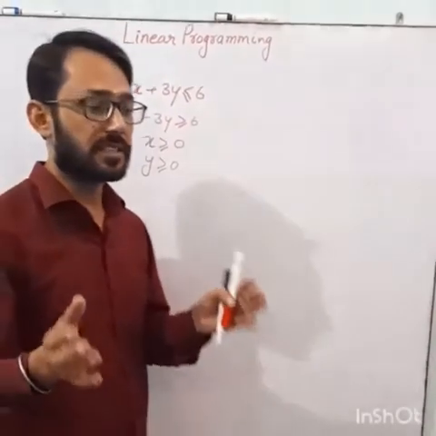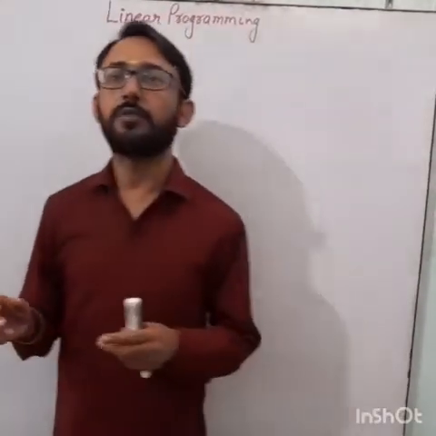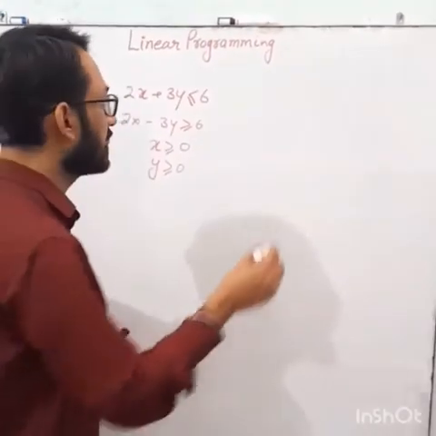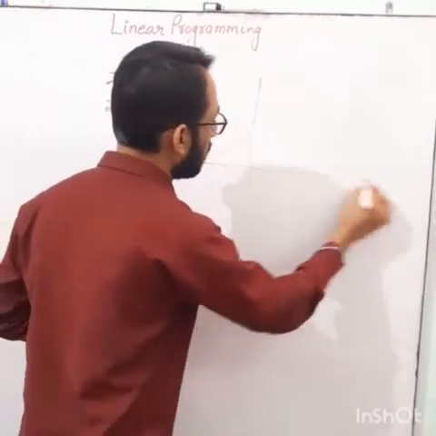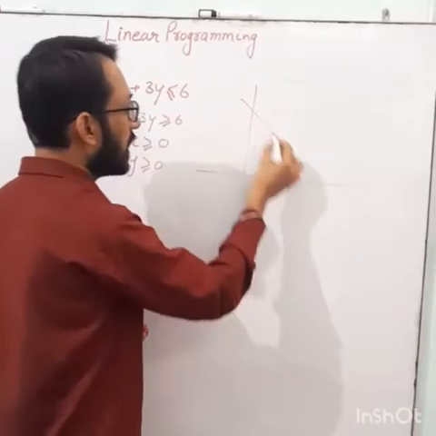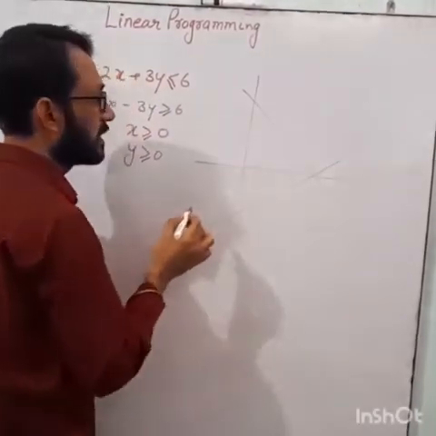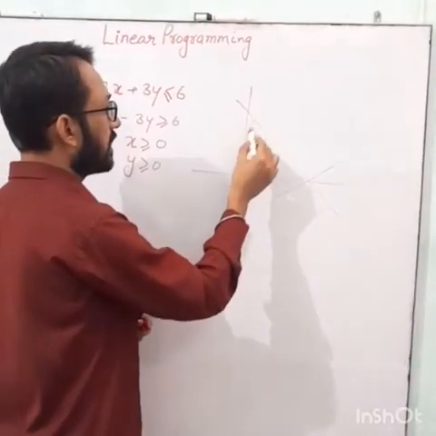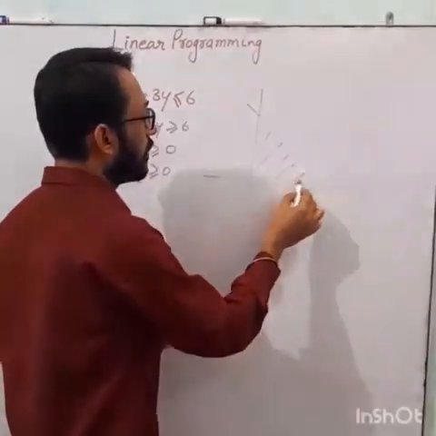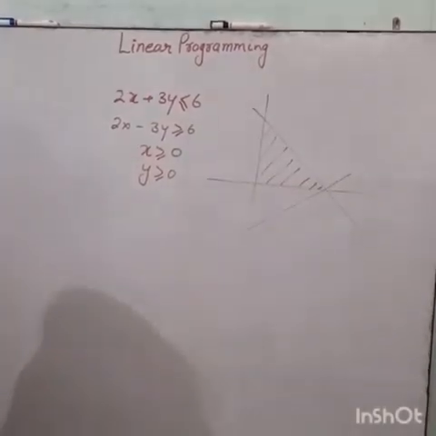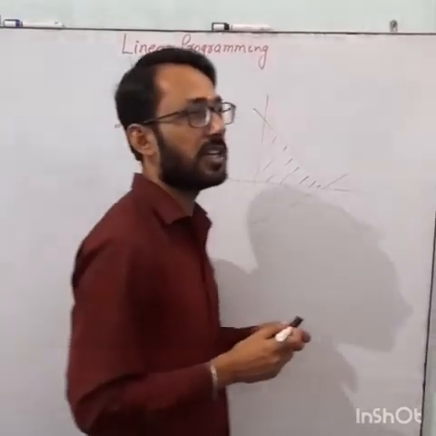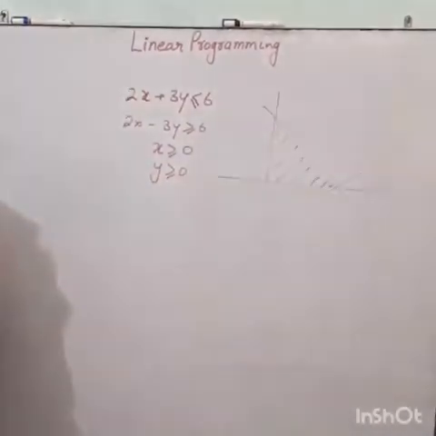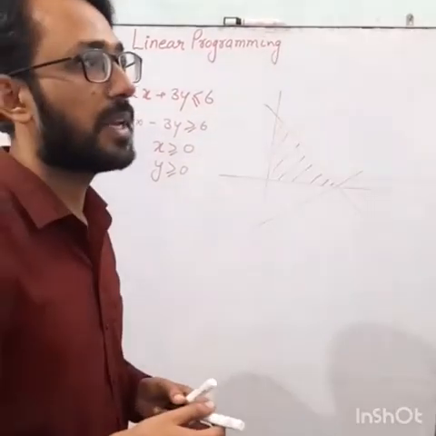These constraints will help us to make the situation and to get the feasible region in the linear programming problems. We will be getting a feasible region in the linear programming problems. So this is the feasible region for the given situation. So feasible region: the shaded region, the bounded region, the required region for a given linear programming problem.